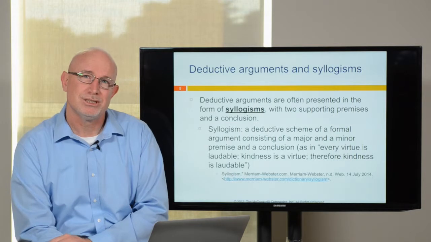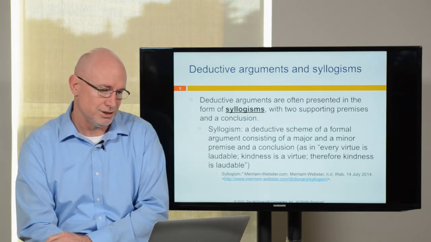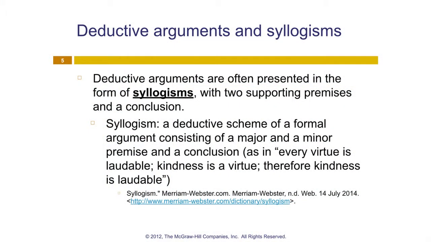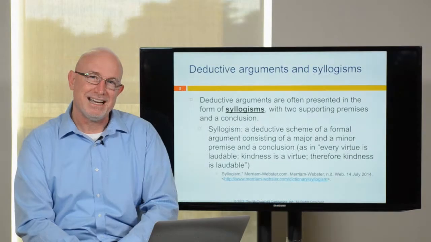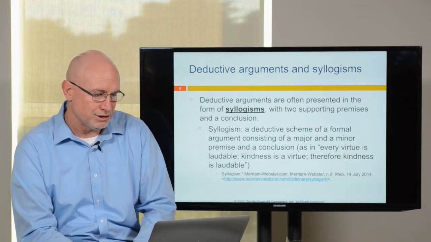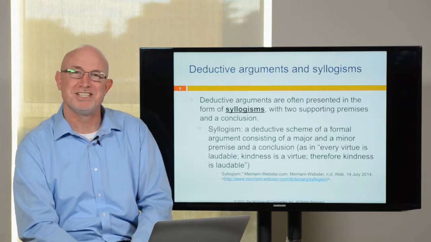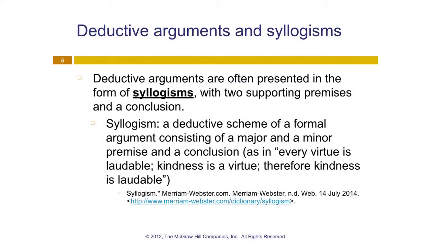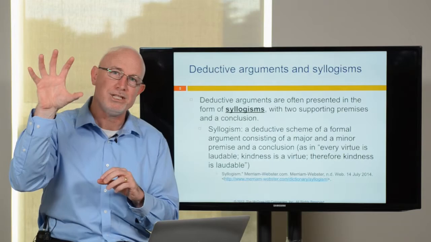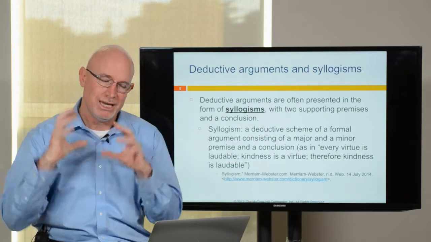Deductive arguments often use syllogisms or are comprised of syllogisms. A deductive argument is presented in the form of a syllogism with two supporting premises and a conclusion. I drew a definition of a syllogism for you from Merriam-Webster's dictionary, and it is this: a syllogism is a deductive scheme of formal argument consisting of a major and a minor premise and a conclusion. So you have your major premise, your minor premise, and then your conclusion.